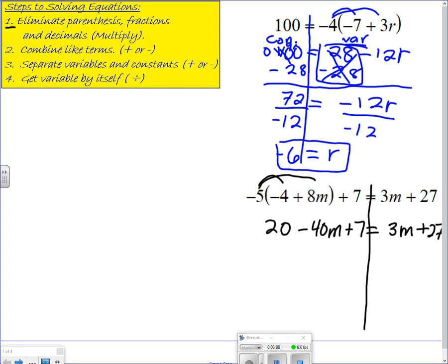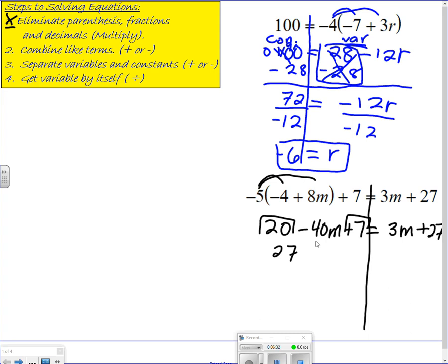Now, no more parentheses, fractions, or decimals, so I'm done with that step. Step number 2, combine like terms. Look at the left side. Is there anything that you can combine? The 20 and the plus 7 are like terms, so 20 plus 7 will give you 27. So this number and this one can be combined because they're similar.